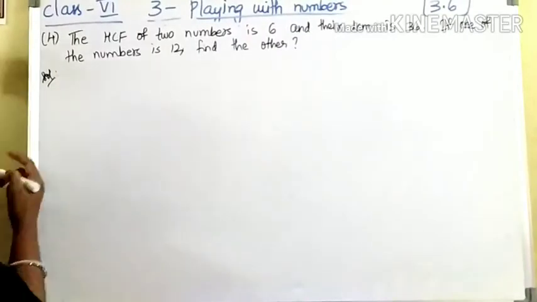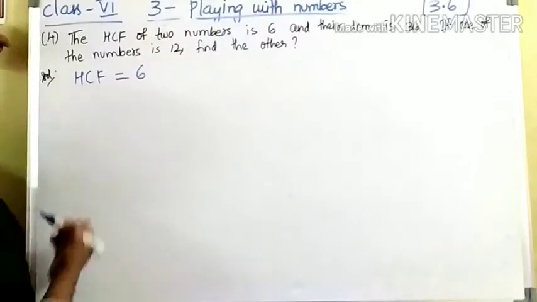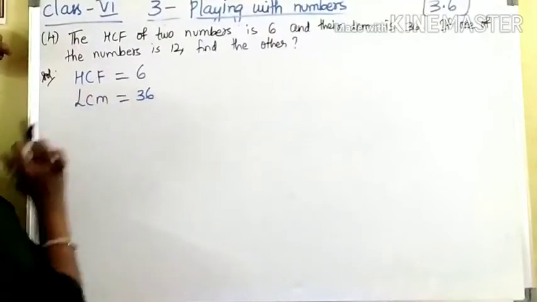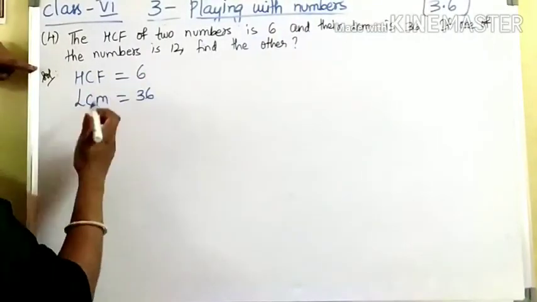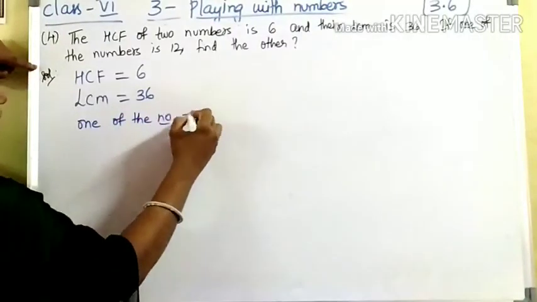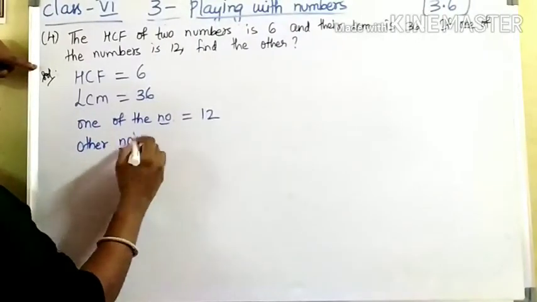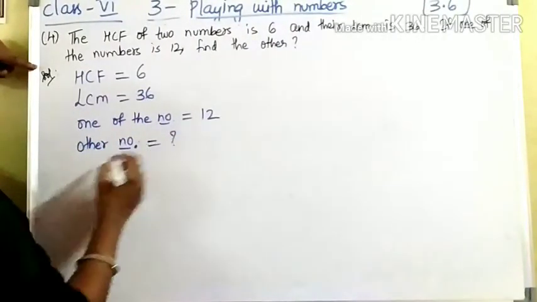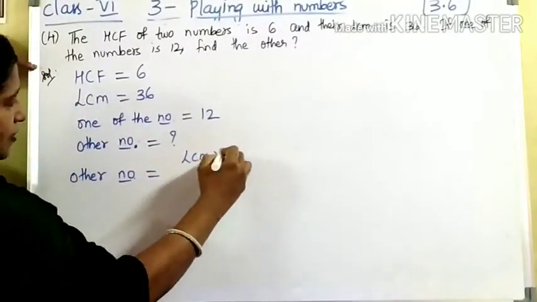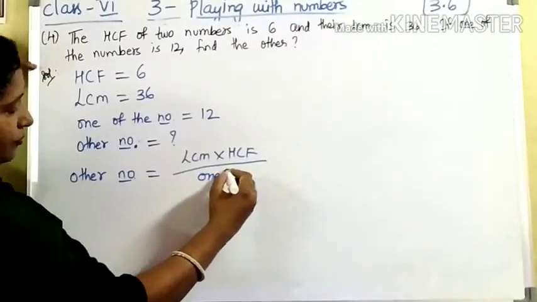Next, fourth one. The HCF of two numbers is 6. What is given here? HCF of two numbers is 6 and the LCM is 36. Here they gave the value of HCF and LCM and one of the numbers. One of the numbers is nothing but the first number, 12, and find the other number. Other number, question mark. So what is the formula for the other number, children? Other number is nothing but LCM into HCF by one of the numbers, or the first number.